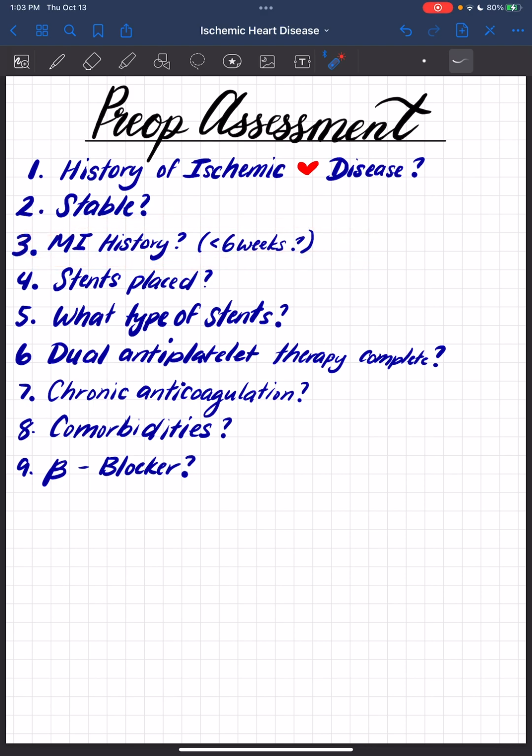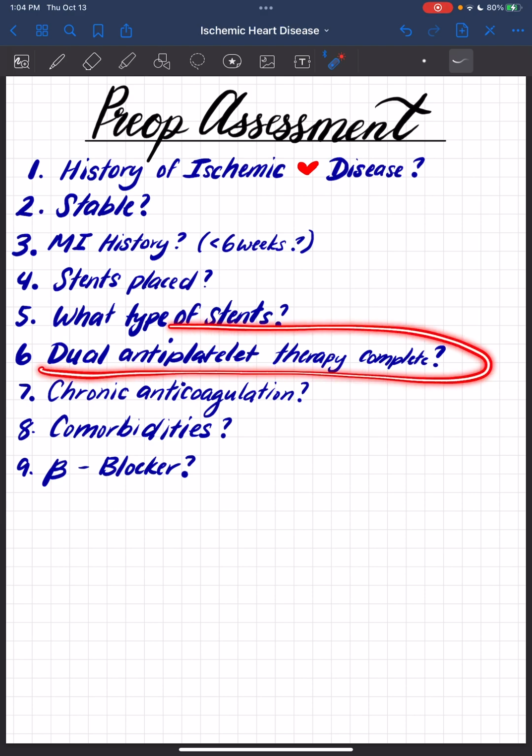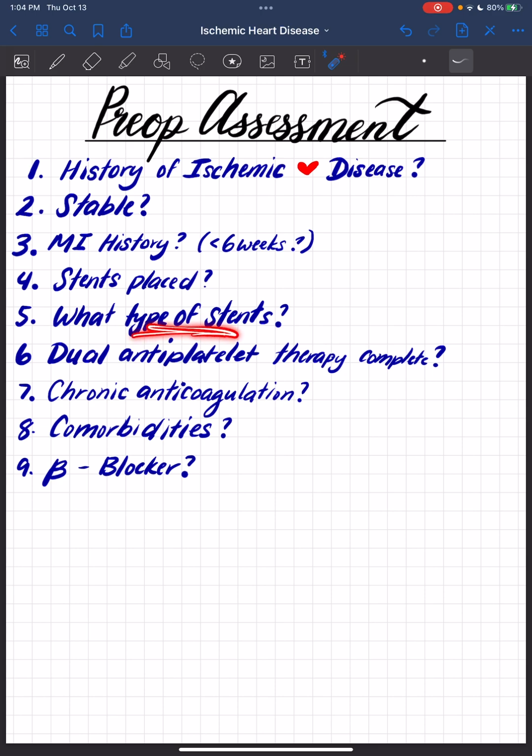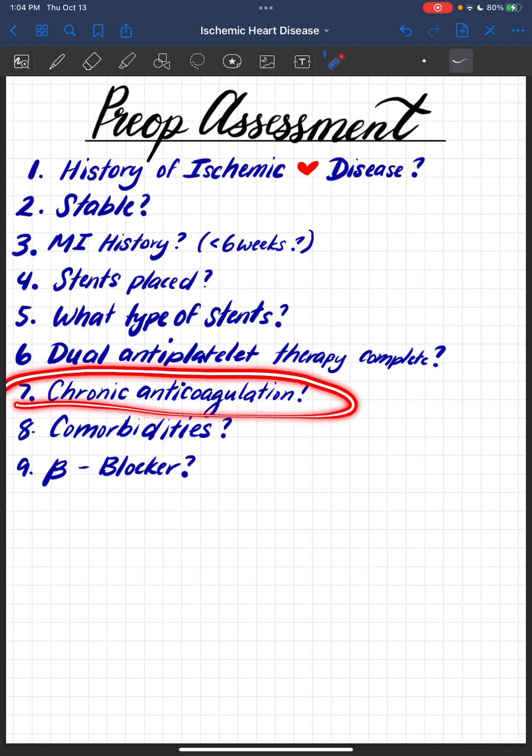And then if they have had a history of MI, we want to know, were there any stents placed? If there were stents placed, what type of stents were they? Were they a bare metal stent or a drug-eluting stent? Because we have to remember that the dual antiplatelet therapy is different for the type of stent. So are they done with their dual antiplatelet therapy? For bare metal, it's going to be 1 month of antiplatelet therapy, and for drug-eluting stents, it's going to be 1 year.